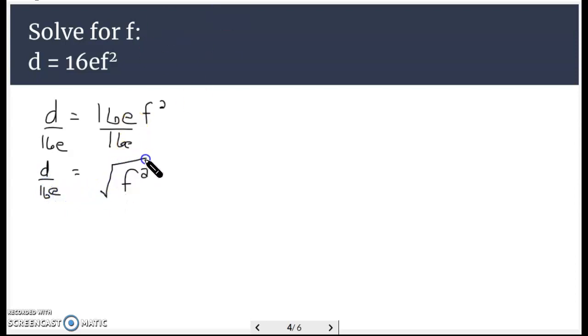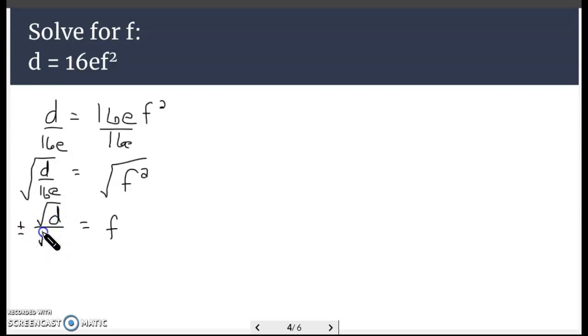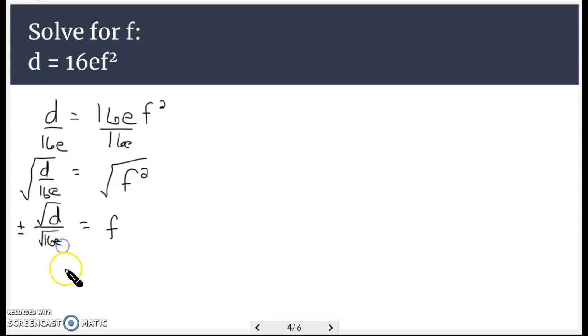We'll take the square root of both sides. It gives us f by itself. Don't forget the positive or negative. But when simplifying square roots of fractions, take the square root of the numerator and the square root of the denominator. In the denominator, we can take the square root of 16, but not e. We'll leave e inside the radical. Still have plus minus square root of d, but now it's 4 square root of e.